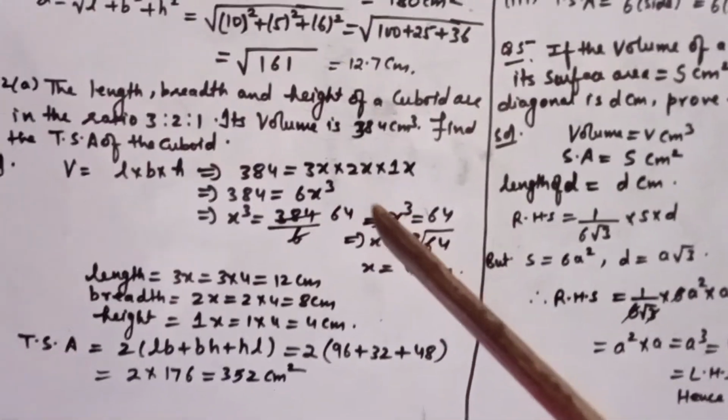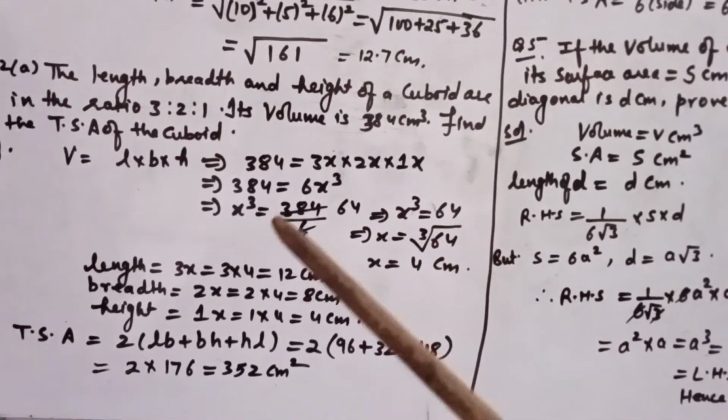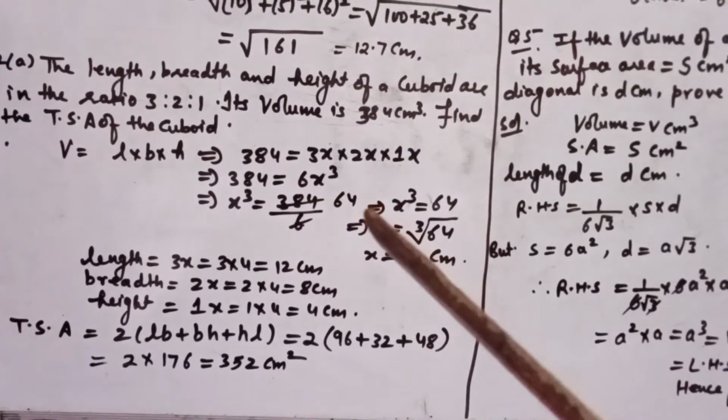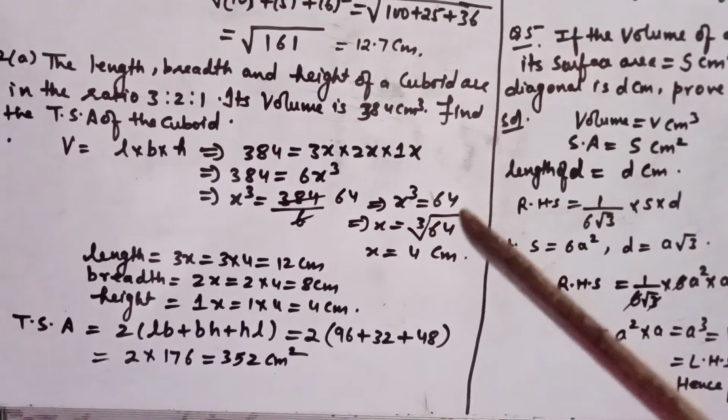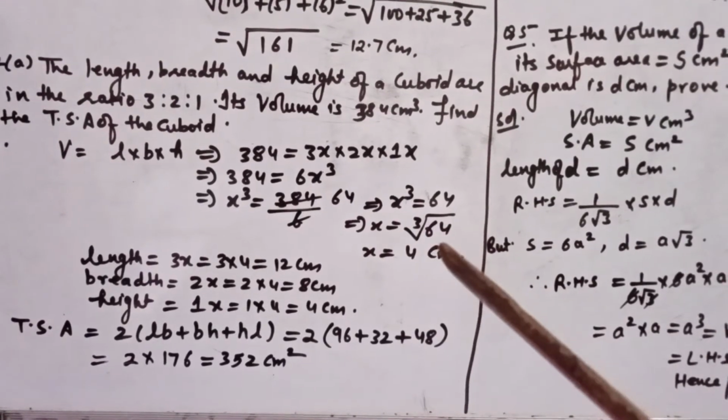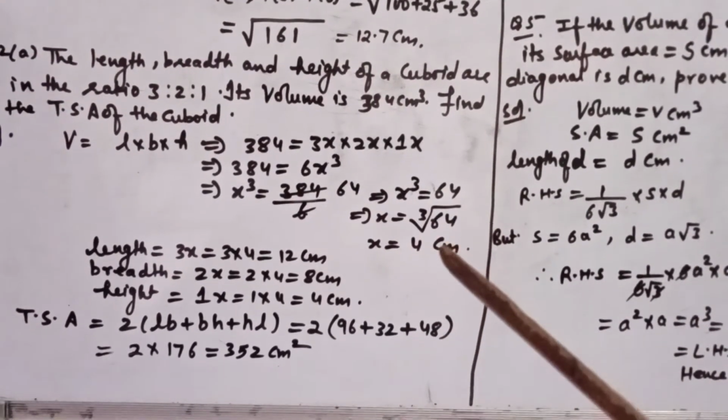384 equal to 3 into 2 into 1, which is 6x cube. So x cube is equal to 384 divided by 6, which is 64. X cube is equal to 64. So x is equal to cube root of 64. X is equal to 4 centimeter.